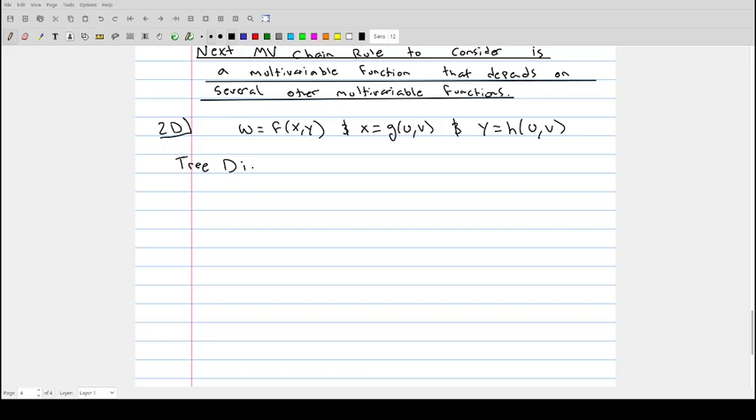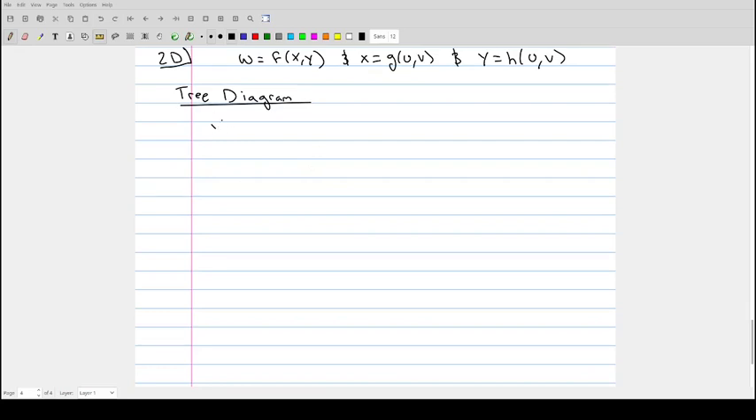And the tree diagram for this scenario becomes a little bit more complicated. This tree diagram for this chain of dependence is going to be that w depends directly on x and y, which both depend on u and v through the functions g and h. So you'll see from this why we call a tree diagram a tree diagram. Depending on how complicated the multivariable expression is, it's kind of rooting and becoming more and more complicated the more interdependencies we have.